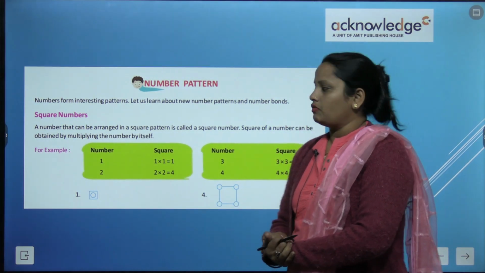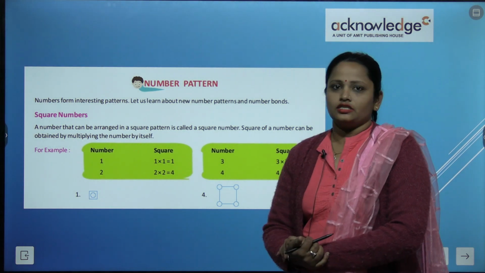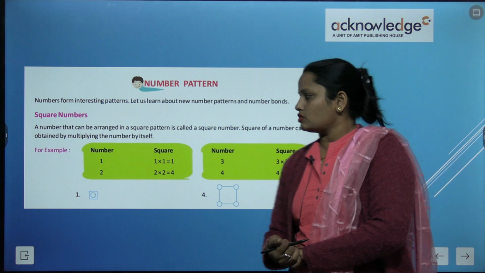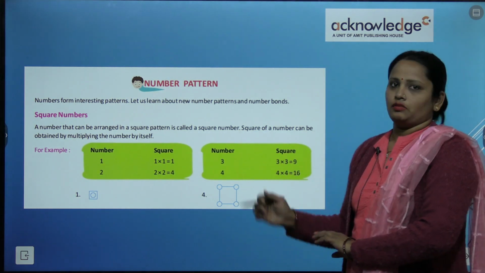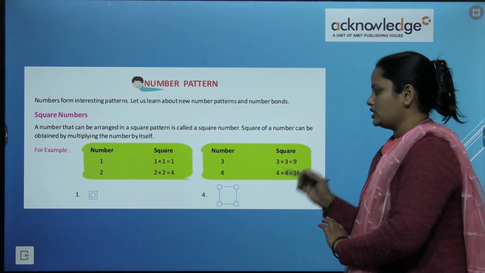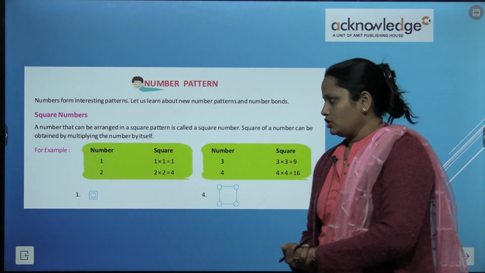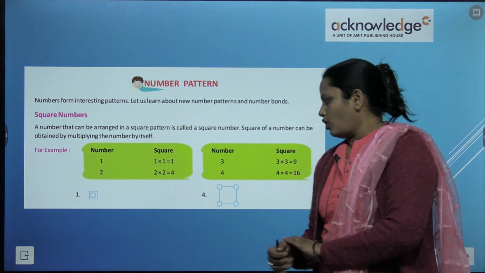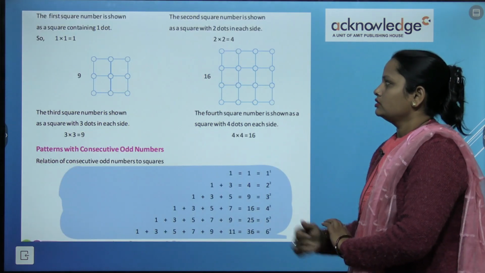For example, number 1 is written as 1 × 1. So number 2 is written as 2 × 2, which is 4. Number 3 as 3 × 3, which is 9. And number 4 is written as 4 × 4, which is 16. So here you can see different patterns are made for all these.